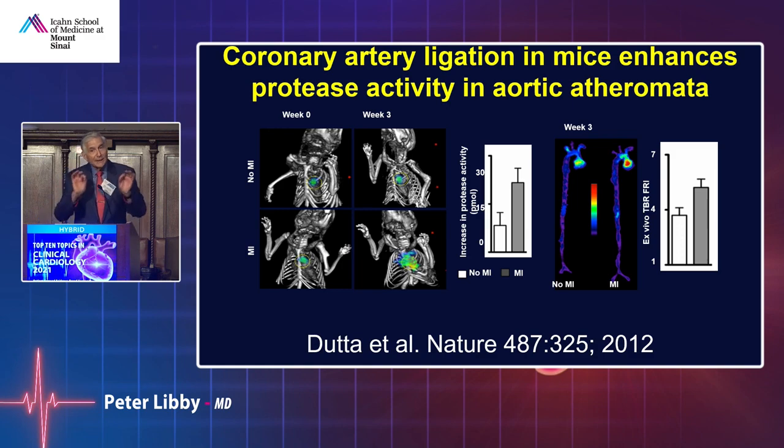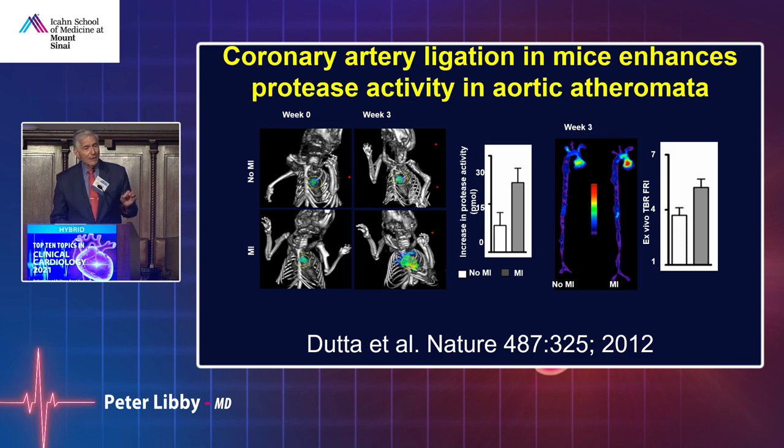And what he did was to ligate a coronary artery in a mouse and then image for protease activity. Now, my laboratory and others had shown, we showed it in vascular cells and in macrophages, that these proteases are induced by pro-inflammatory mediators such as interleukin-1. And we use this as an index of molecular imaging for inflammation.